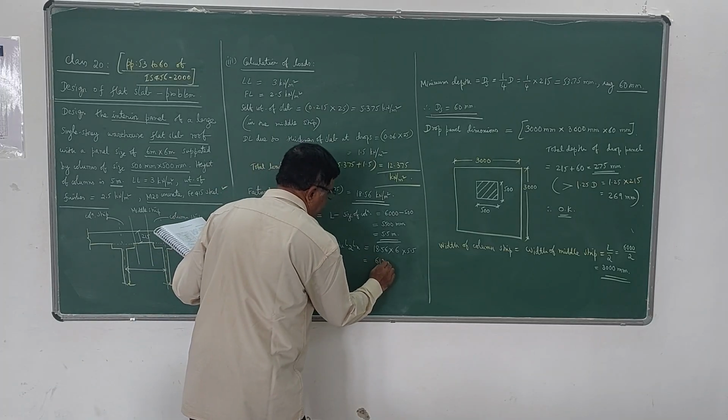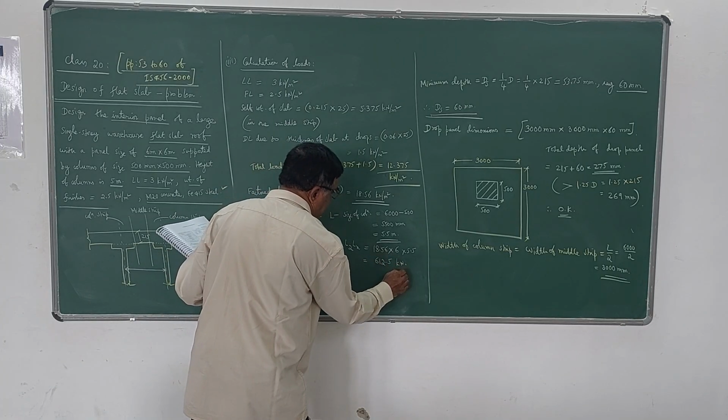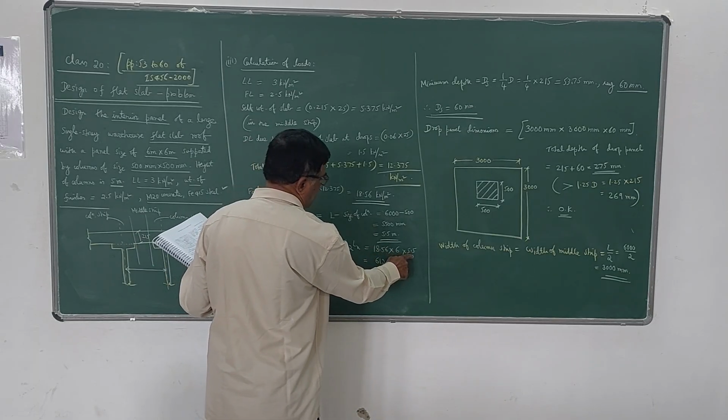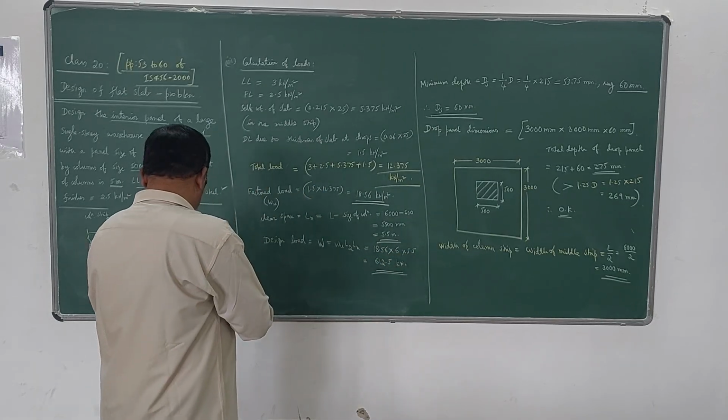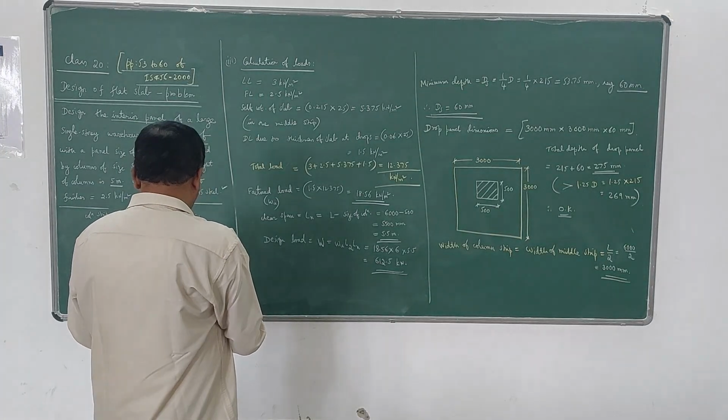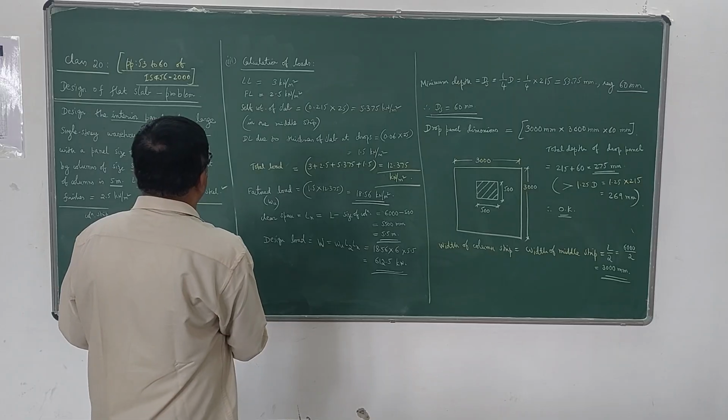612.51 kilonewton. This is in kilonewton per meter square, and this is in meter. Therefore, the value becomes 612.5. Now this is about the calculation of loads.